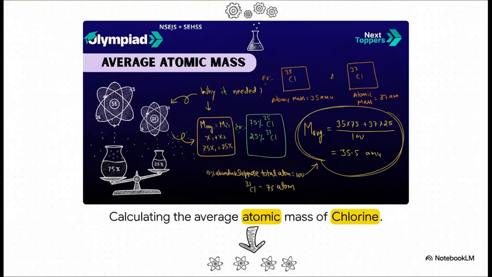Take chlorine, for example. If you blend roughly 75% of the lighter chlorine-35 with 25% of the heavier chlorine-37, you arrive at the classic decimal weight of 35.5. You literally just multiply the mass by its natural abundance percentage, add them together, and divide by 100. This is exactly why you see all those tricky decimal numbers on the periodic table. It's just nature's weighted average.